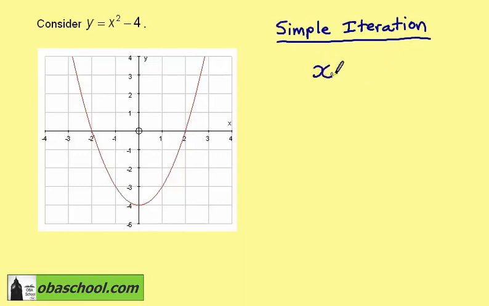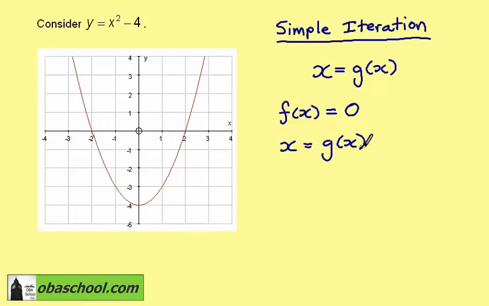To use simple iteration, we have to find an equation in the form x equals g of x, where g is some function of x. We start with f of x equals 0. Remember, we've used this form in order to locate an interval in which a root lies. We then take f of x equals 0 and rearrange it in some way to get x equals g of x.